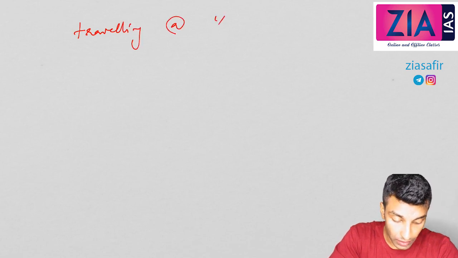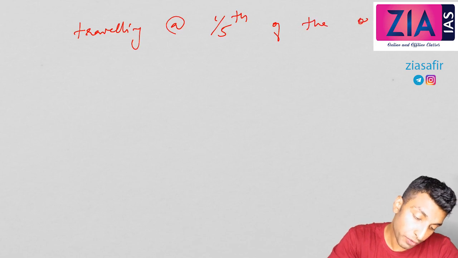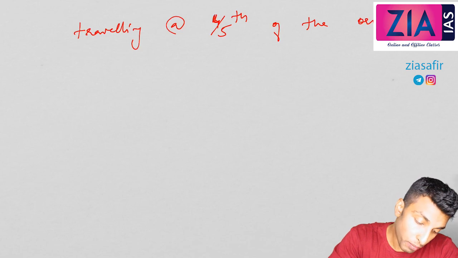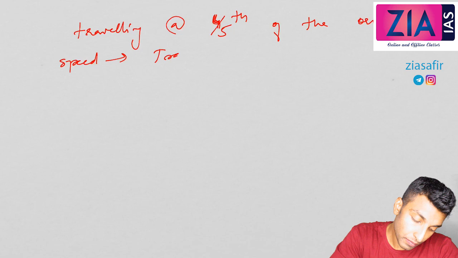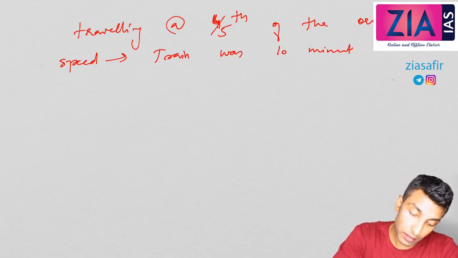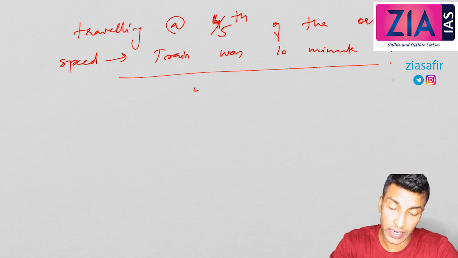Okay, so let's suppose one more question. Traveling at 4/5 of the original speed, a train was 10 minutes late. So traveling at 4/5 of the original speed, a train was 10 minutes late.